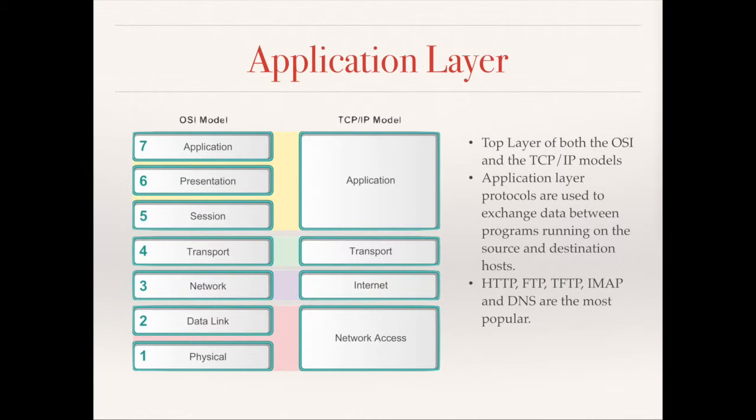The application layer, as we've seen, is the top layer of both the OSI and the TCP/IP models. As such, it is the closest to the end user and serves as an interface between the applications and the network. Application layer protocols are used to exchange data between programs running on the source and destination hosts. Some of the most widely used protocols are HTTP, FTP, TFTP, IMAP, and DNS.